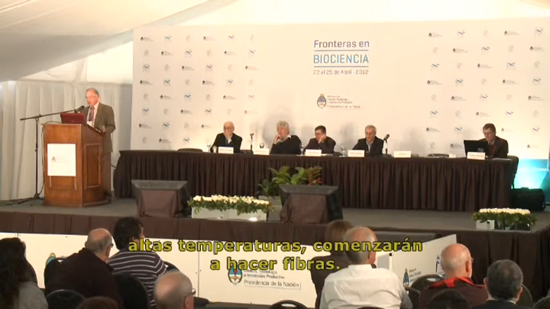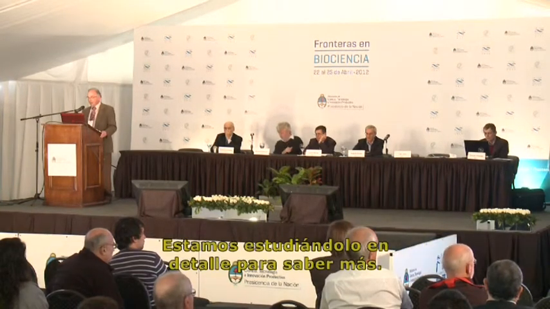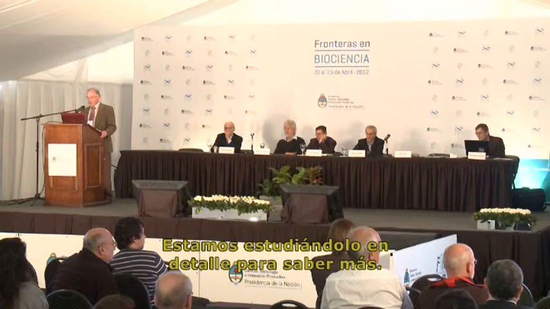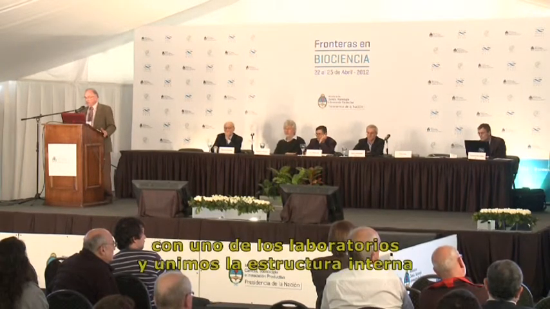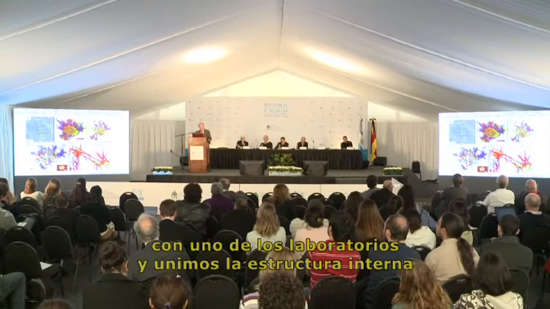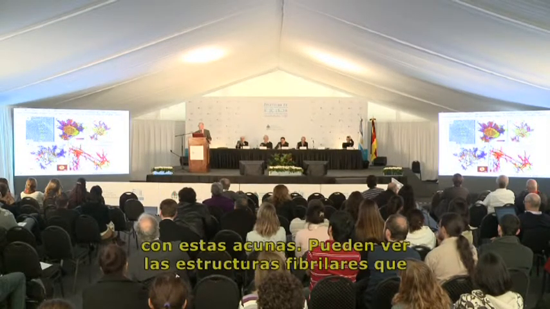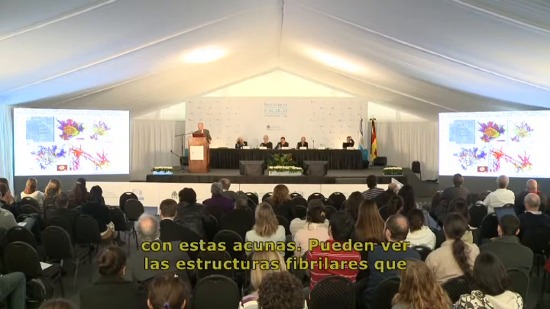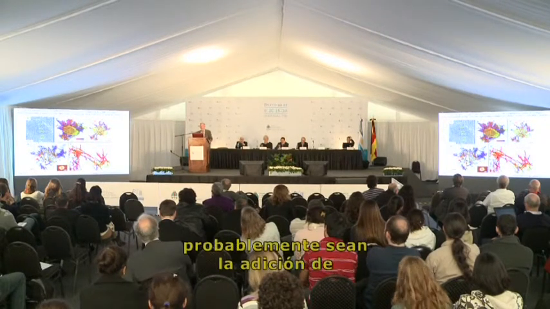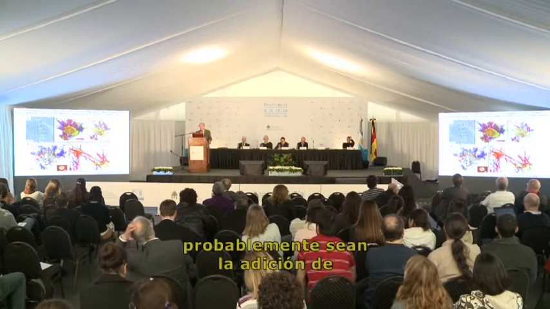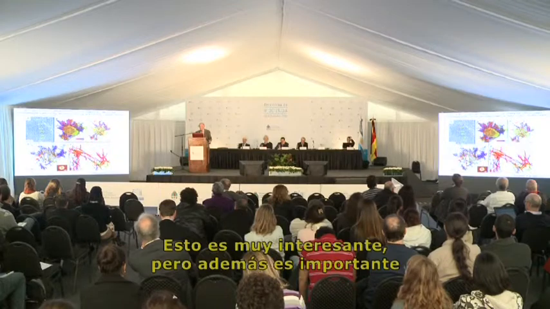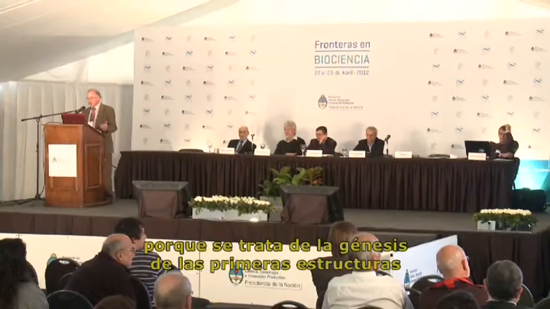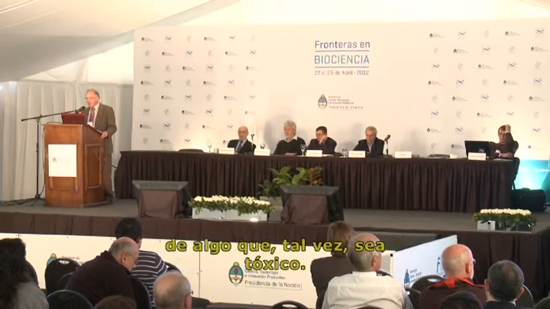So it's kind of a neat thing, and we're trying to study this in detail and get more information on it. We were able to do cryo-electron tomography with the lab in Baylor, showing the inner structure of these acunas, and you can see fibrillar structures, which are probably aggregations of oligomeric forms of synuclein. This is very interesting and probably very important because it's the genesis of the first structures that lead to something of interest and perhaps toxicity.